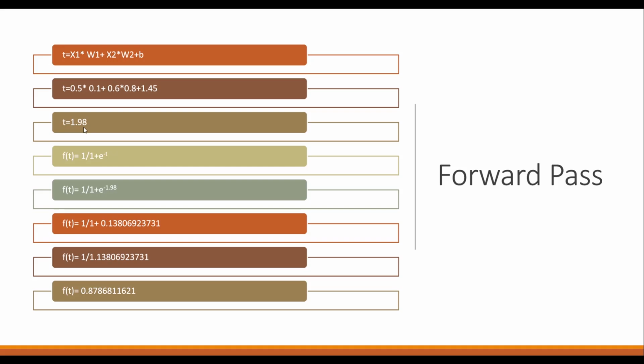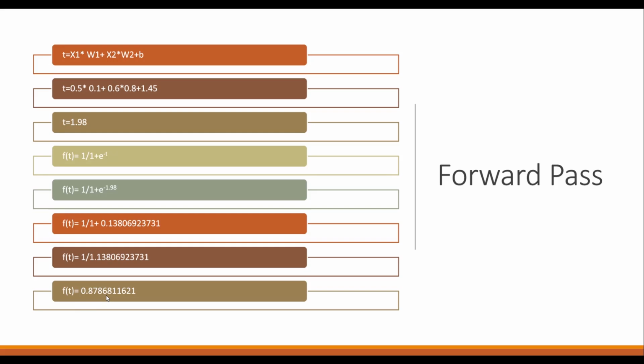So now the value 1.98 is applied to the sigmoid activation function. That equation is f(t) equals 1 upon 1 plus e raised to power minus t. So we have inserted the t value in it, that is minus 1.98. We have calculated the value of e raised to power minus 1.98, that is 0.138069, and we have added the plus 1. After that, the value will be f(t) equals 0.8786, which is the sigmoid result.